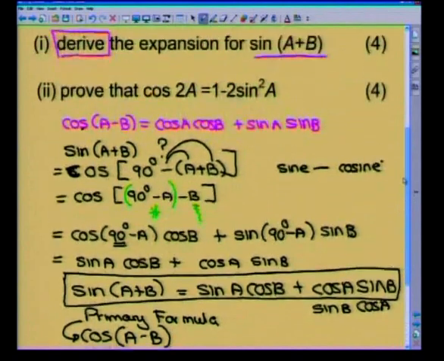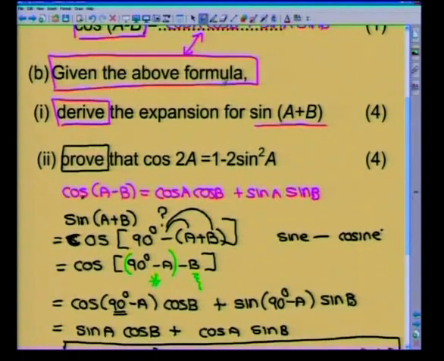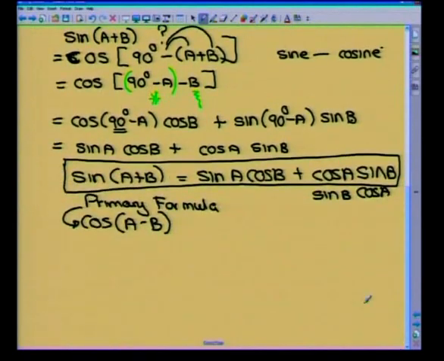Right, let's go up to the question there. Now it says prove that cos 2A is equal to that. Hopefully they're asking you to use that same expansion. I think they did say given the above formula, yes, so it will still apply to this question. We need to again use that one to get us a formula for cos 2A.